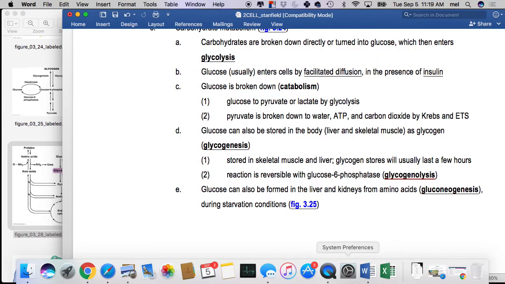Refeeding syndrome. Okay, I'll look up refeeding syndrome.